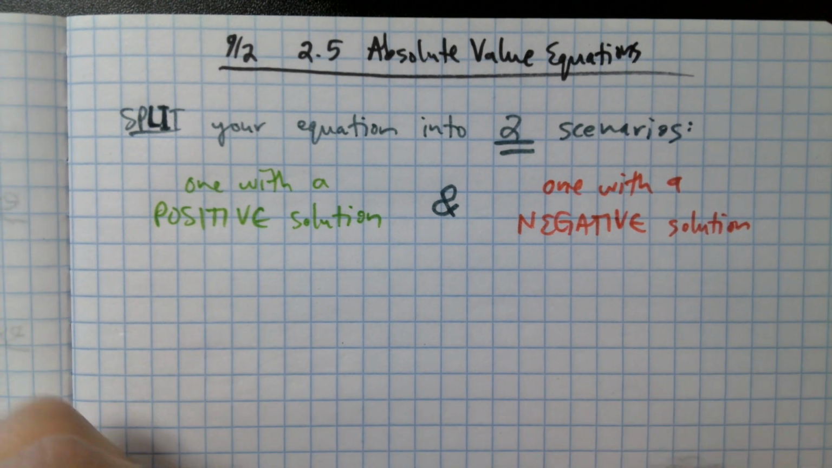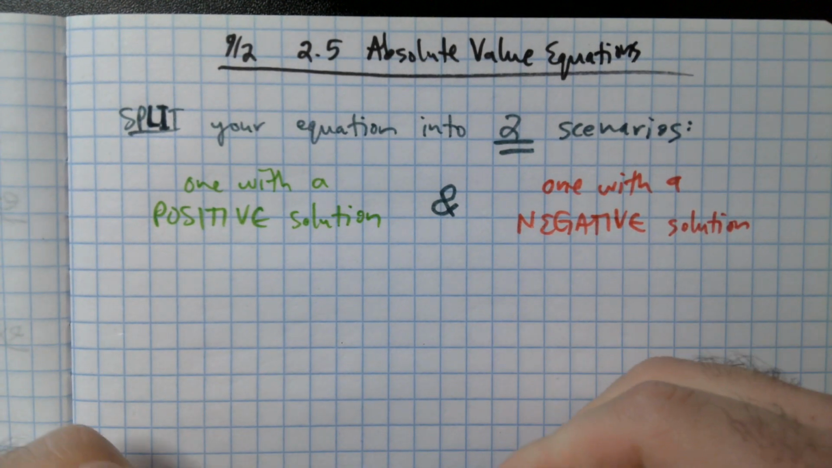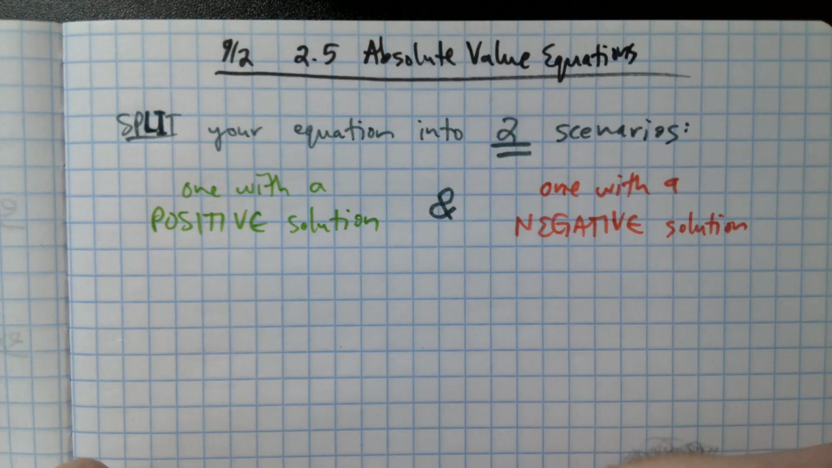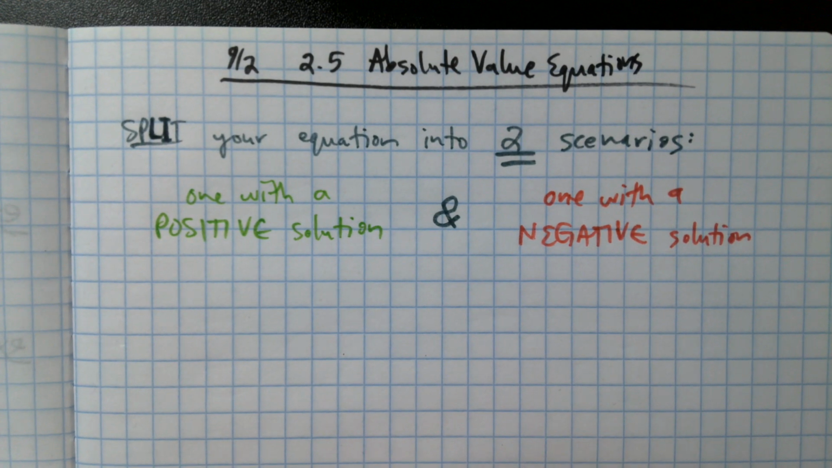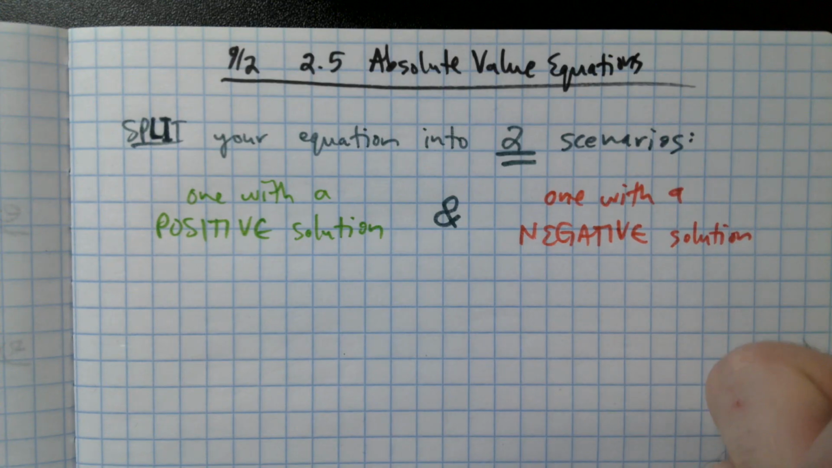What do you know about absolute value? What have you learned about absolute value? Precious, start us off. Absolute values turn negative numbers into positive numbers. Give me a thumbs up if you agree with Precious. Good.